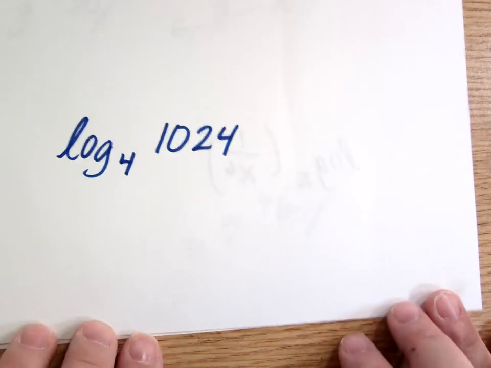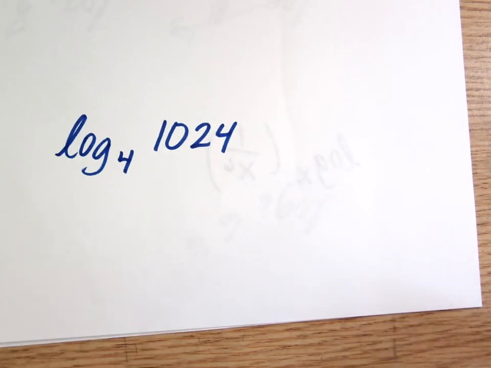Same thing here. Go ahead and think about whether or not 1024 can be written as a power of 4.